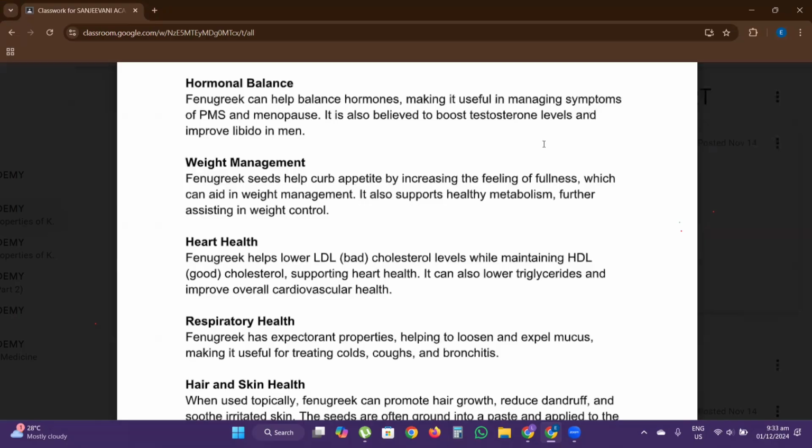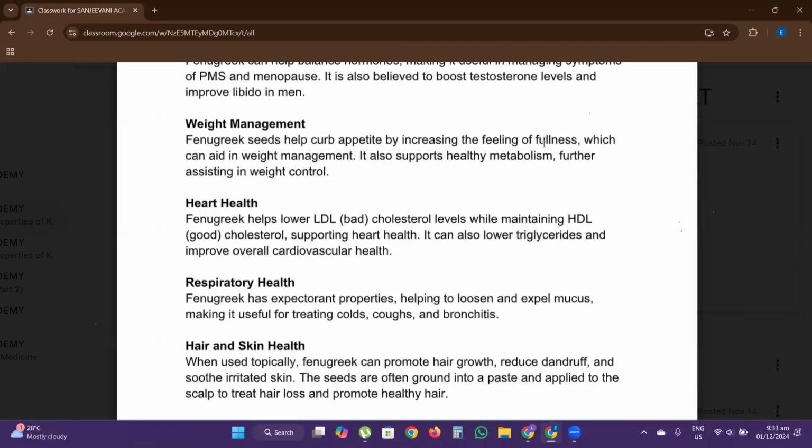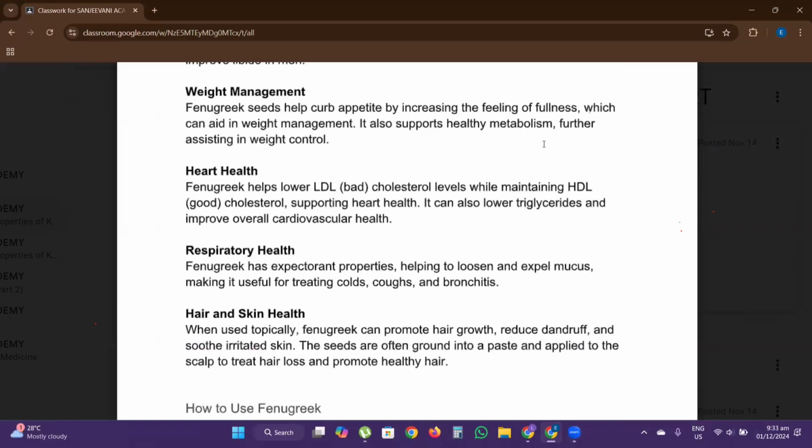So it's better to eat smaller meals more frequently and try to have these digestive aids that are going to make sure that digestion happens how it should. So fenugreek also helps lower bad cholesterol levels, which is your LDLs, and maintain HDL cholesterol, so you get good heart health. It also lowers triglycerides, and once triglycerides are lowered, your overall cardiovascular health is improved.